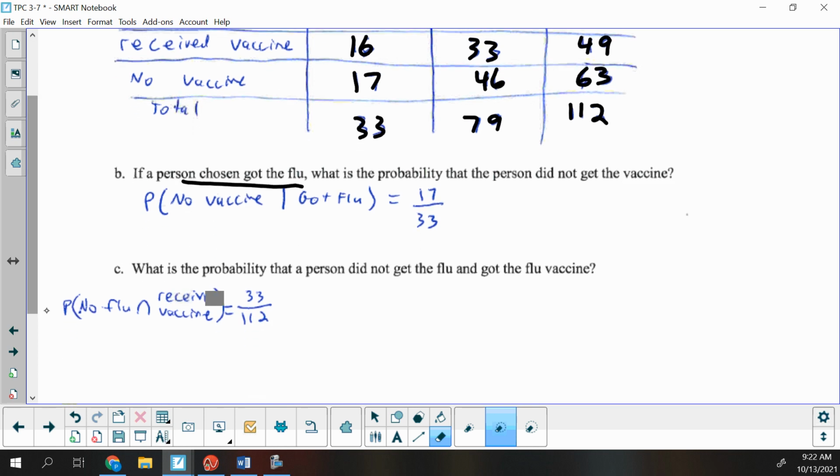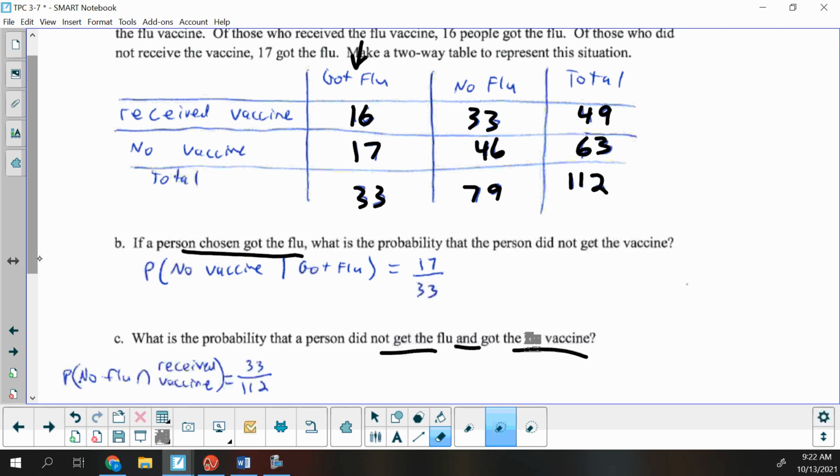What's the probability the person did not get the flu and got the vaccine? So ands, ors, and individual probabilities are always out of the overall total. That's why we got the 112 in the denominator. And we're looking for a box that is no flu, yes vaccine. So the box that at the same time would be no flu and yes vaccine would be this 33. So that's why we have 33 out of 112.